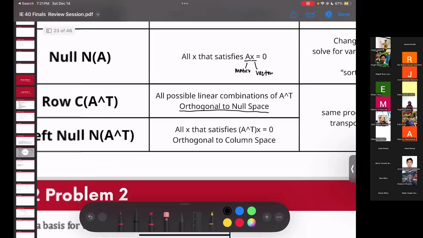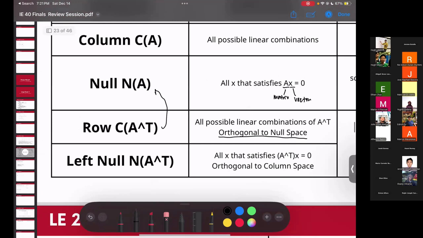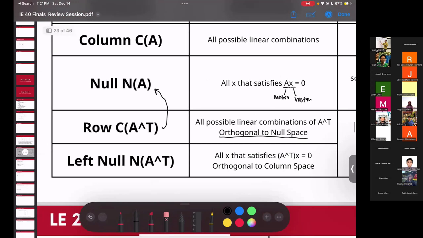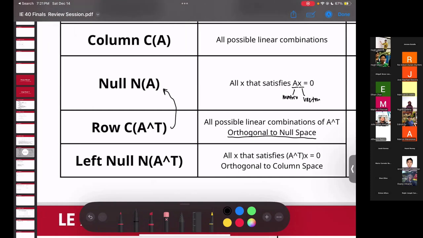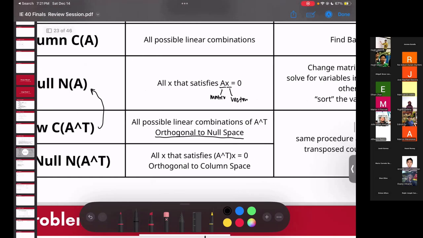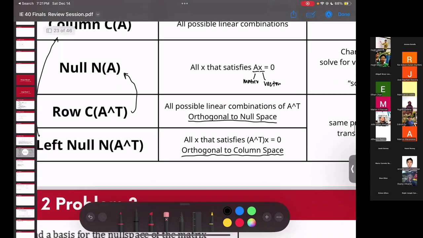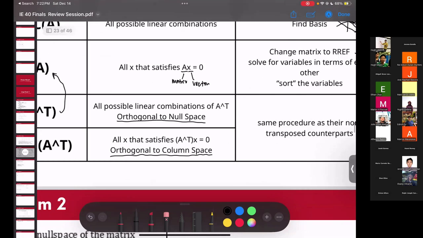So the first is that the row space is orthogonal to the null space. So it's quote-unquote backwards, because it's the corresponding opposite that gets paired up. And then similarly, the left null space is orthogonal to the column space. And what it means for something to be orthogonal is that in that whole space, all the vectors of a certain space are orthogonal. So that's an important property.